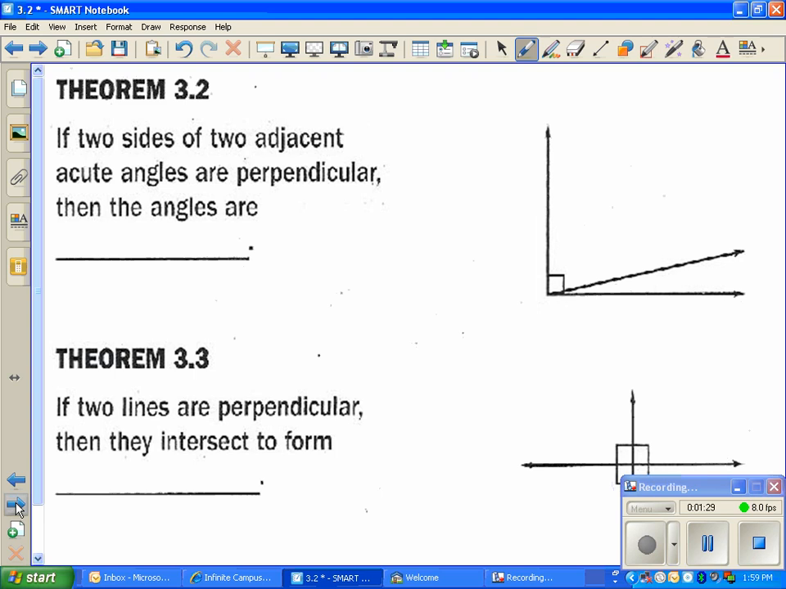All right, if two sides of two adjacent acute angles are perpendicular, then the angles are what? All right, listen again. Two sides of two adjacent acute angles are perpendicular. So the angles are adjacent, they're perpendicular, then the angles are complementary, all right?